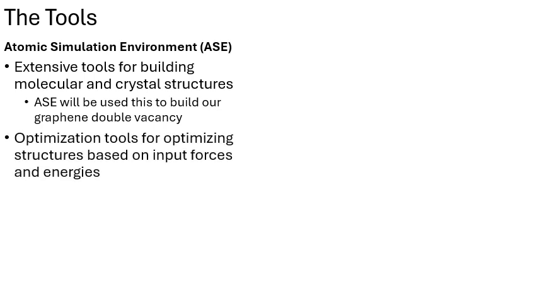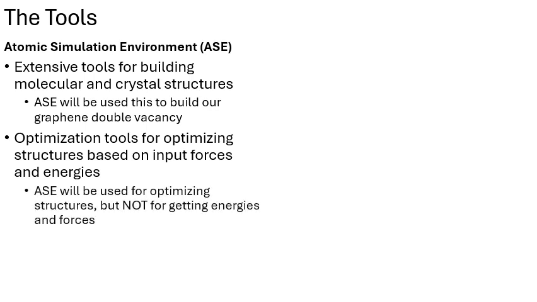Tools we are going to be using. First, we're going to be using the Atomic Simulation Environment, ASE. It has extensive tools for building molecules and crystal structures, so we will be using it to build our graphene double vacancy and the gold atom within that vacancy. It also has extensive optimization tools that can be used to optimize structures using input forces and energies, but it can't do it itself, so it needs a driver or a calculation tool to do that.